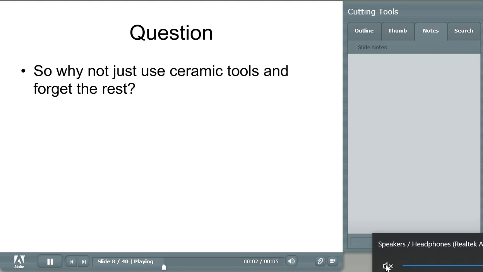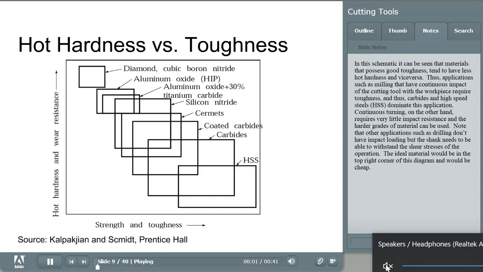Question: so why not just use ceramic tools and forget the rest? Hot hardness versus toughness. In this schematic it can be seen that materials that possess good toughness tend to have less hot hardness and vice versa. Thus, applications such as milling that have continuous impact on the cutting tool with the workpiece require toughness, and thus carbides and high-speed steels dominate this application. Continuous turning, on the other hand, requires very little impact resistance, and the harder grades of material can be used.